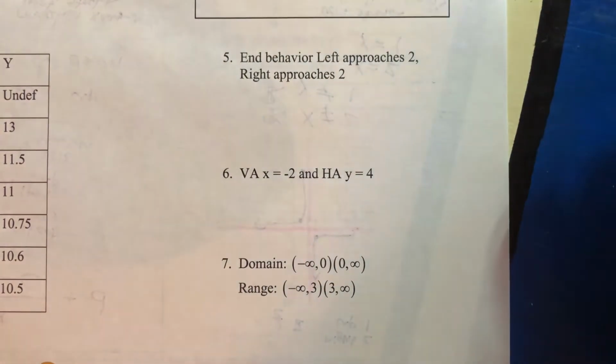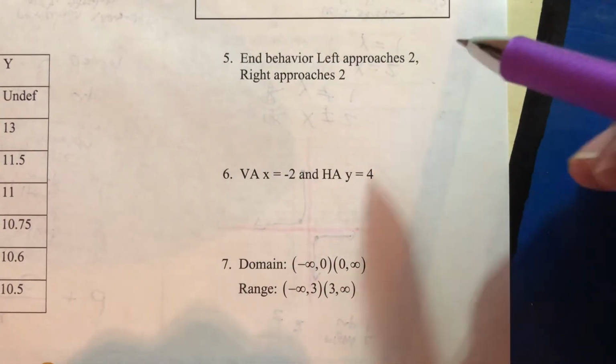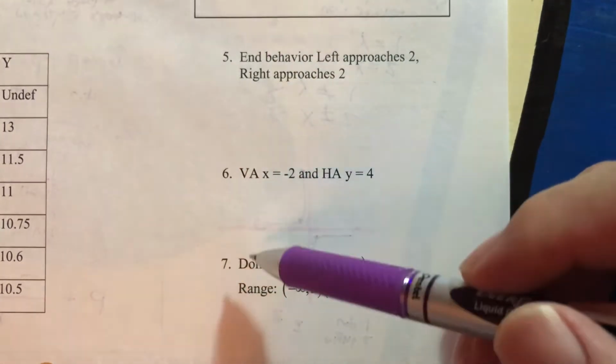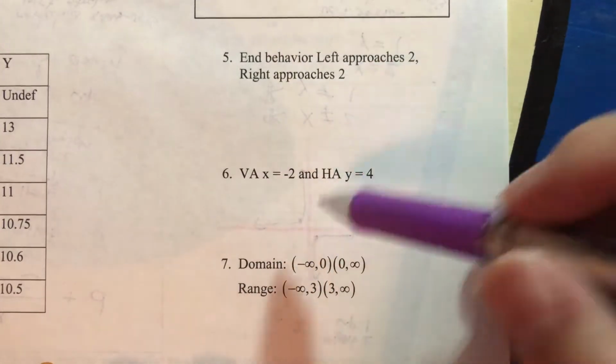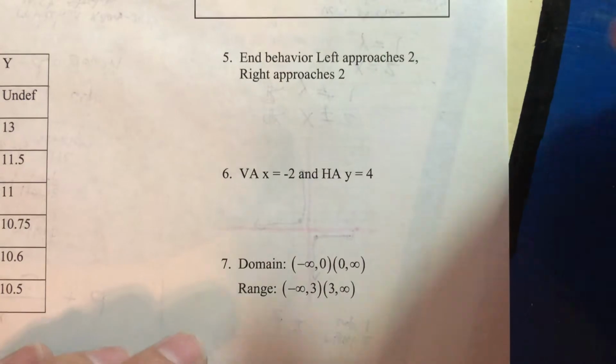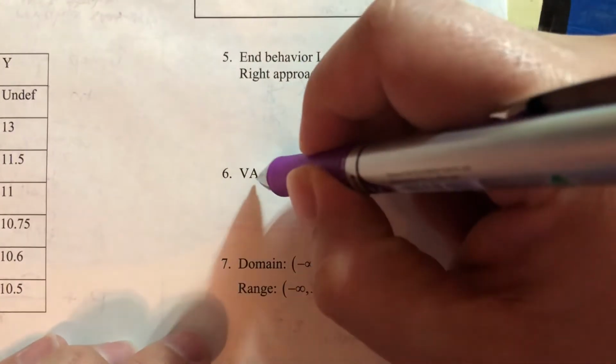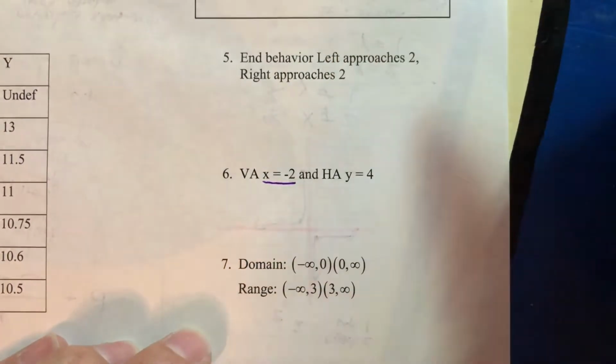This is 6.8 notes, the back side. I'm going to start with 5, 6, and 7 because I feel like these are somewhat the easier ones. So I'm going to start with 6. It says the VA is x equals -2.